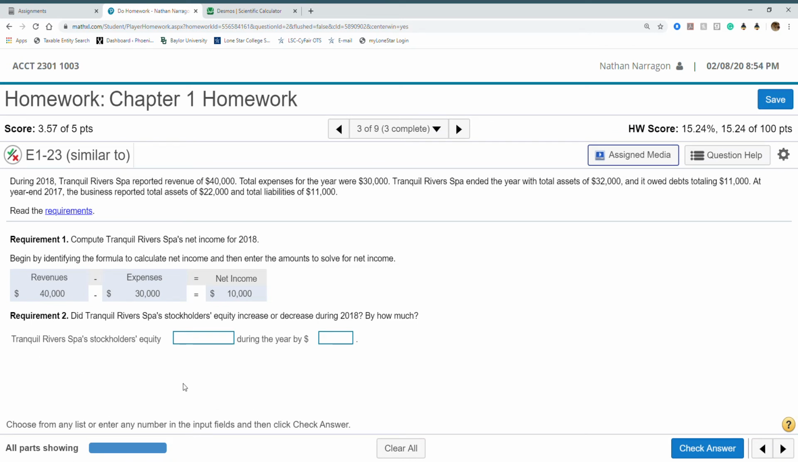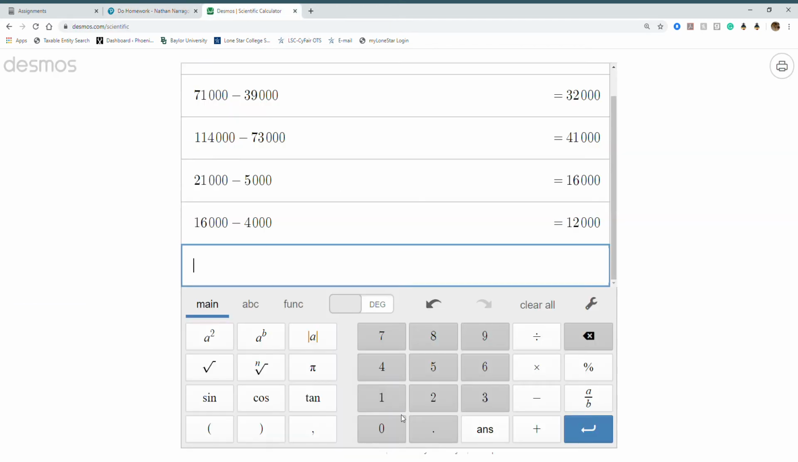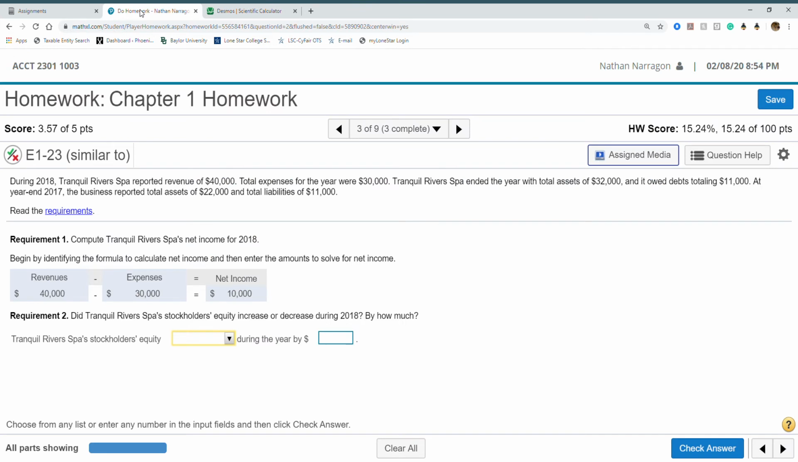All parts are showing. That's cool. Tranquil River Spa equity. Let's see. Liabilities did not change. Own debts. So actually, let's go ahead and do this real quick. The same thing we did before. 32,000 minus 11,000. And then 22. It looks like it still decreased by 10,000. Now, end of the year was that.